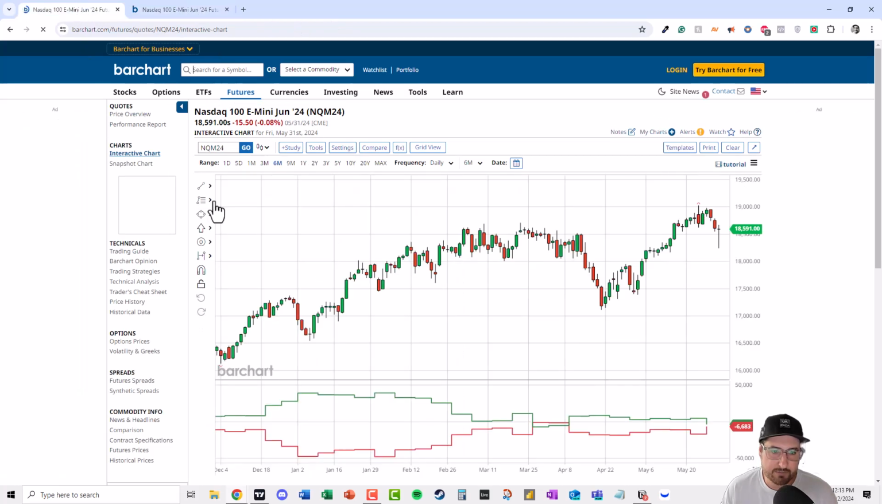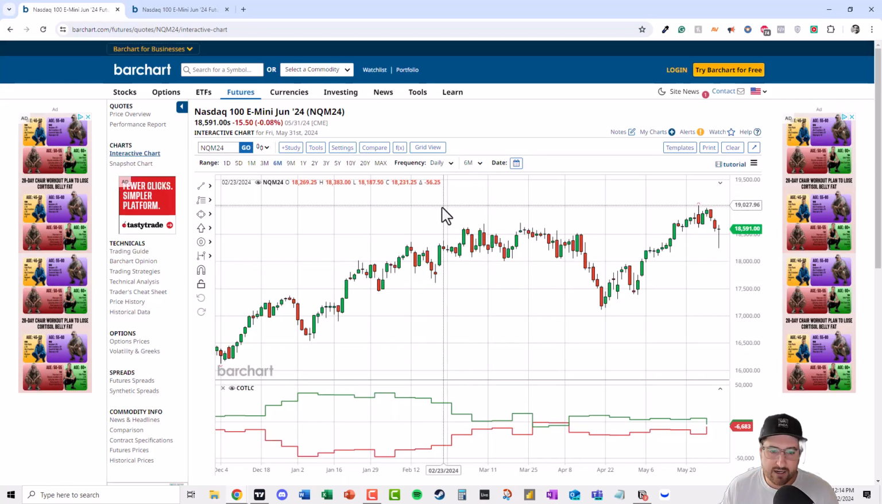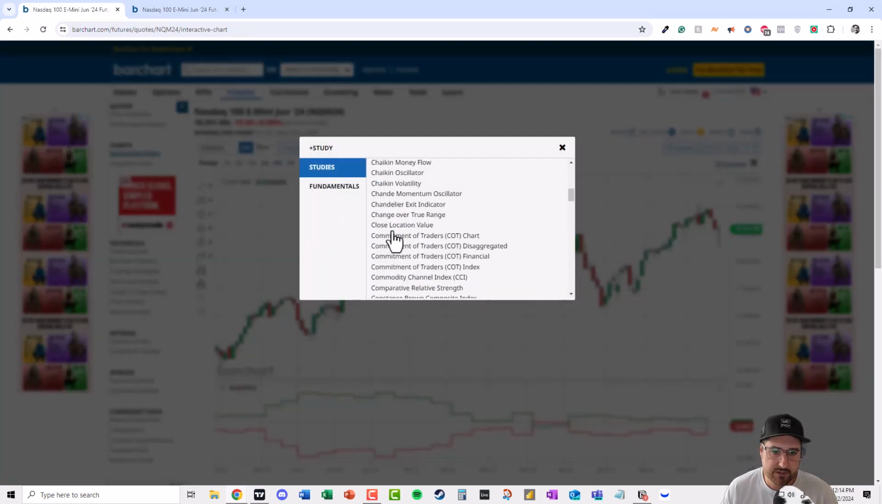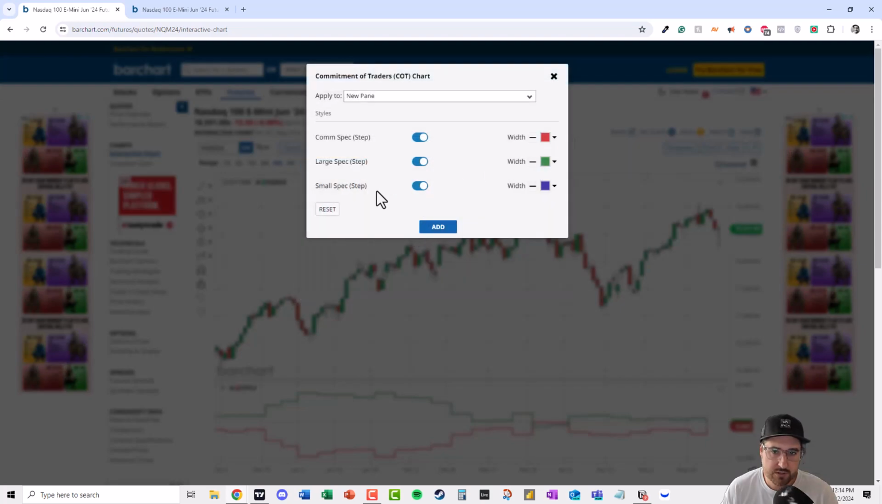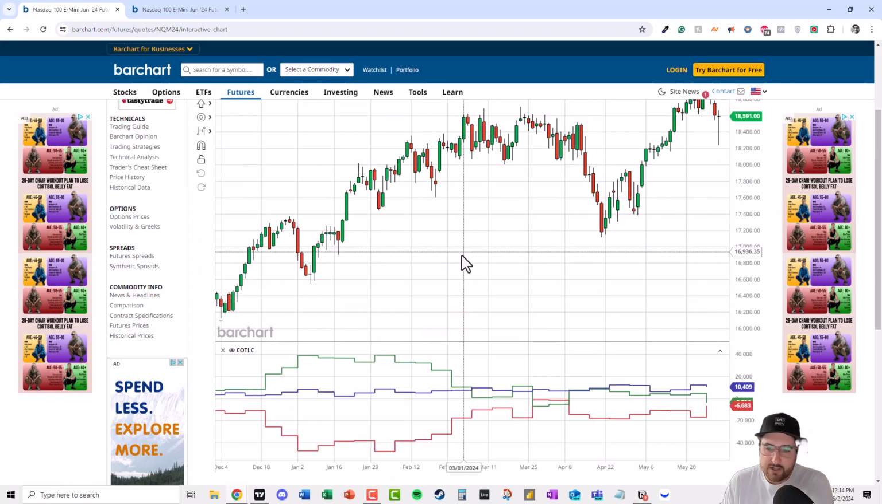I already set it up, but what you're going to do is click study, do this top one right here, commitment of trader chart, add that in, and I took off the blue line, which I believe is small if I remember correctly. Yeah, so I took small spec off just because it kind of sits around the middle. I'll add it so you could see it right now, and I'll kind of explain what the blue line I use for, but really it's easier for me just not to use it.